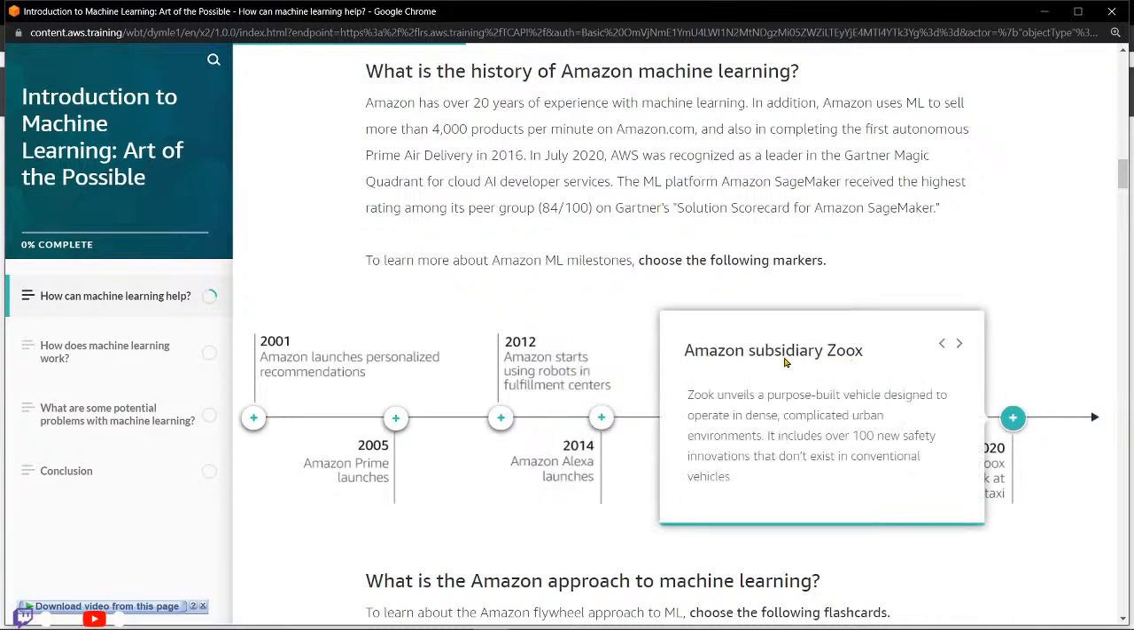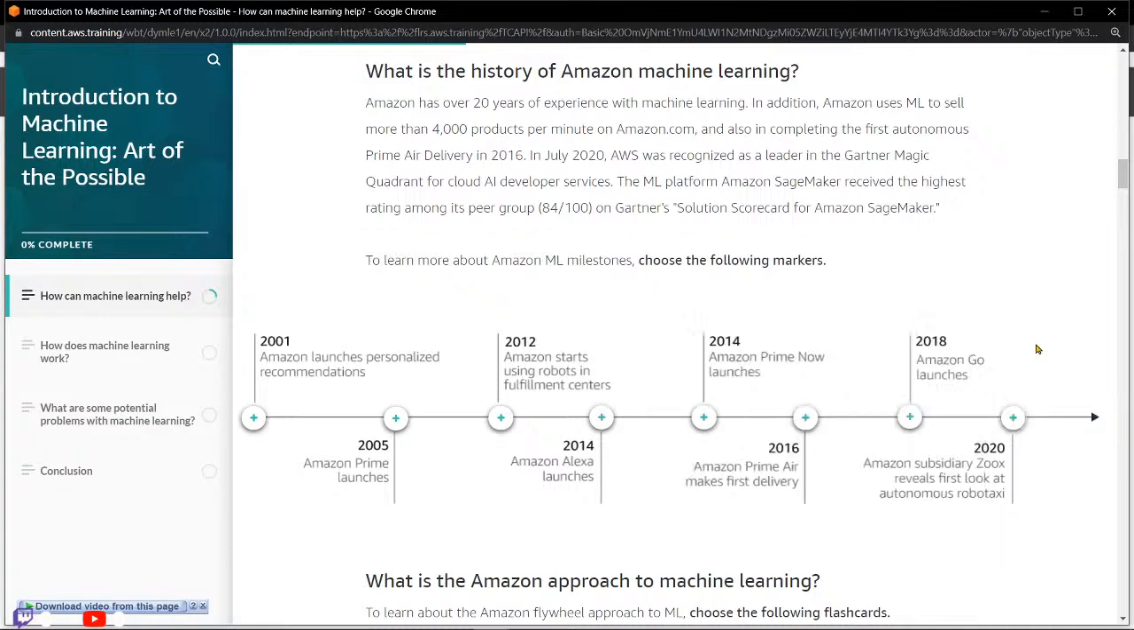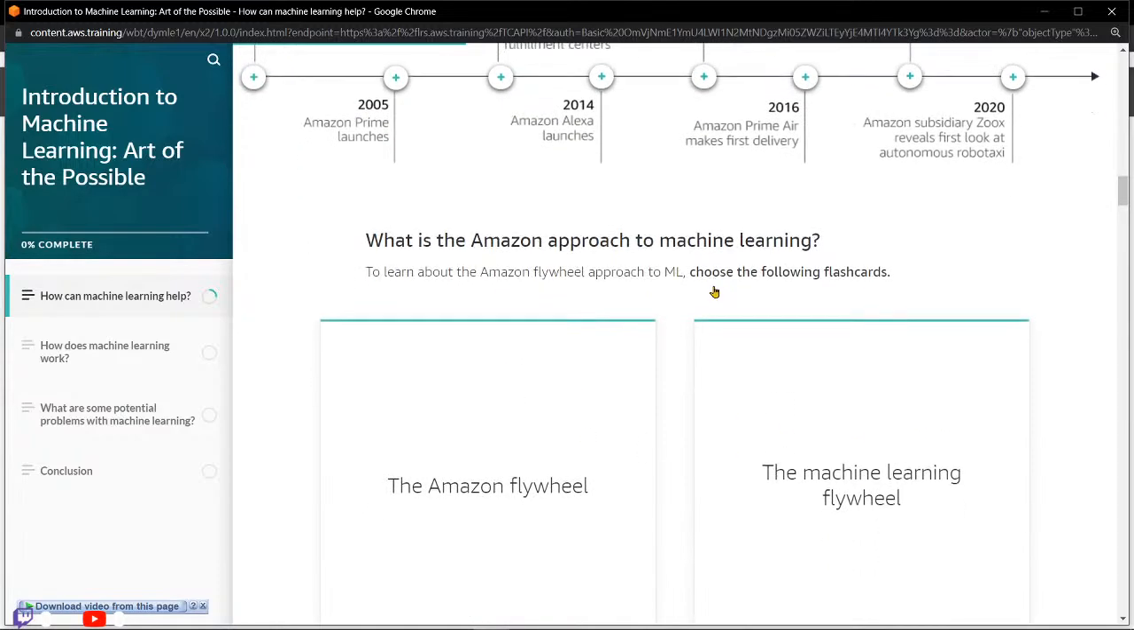Amazon subsidiary Zoox is a purpose-built vehicle on wheels designed to operate in a dense, complicated urban environment and includes over 1,100 new safety innovations that do not exist in a conventional vehicle. So these are the things from the Amazon subsidiary Zoox. What is the Amazon approach to machine learning?